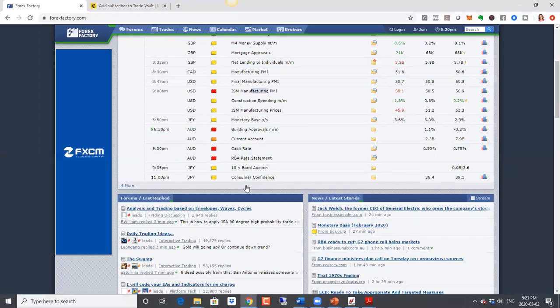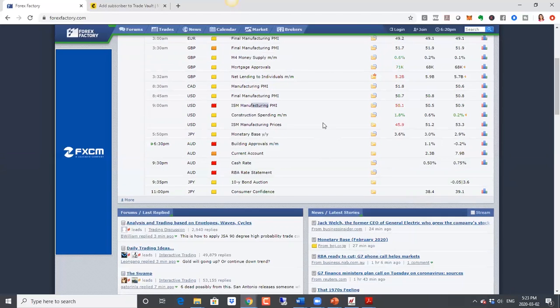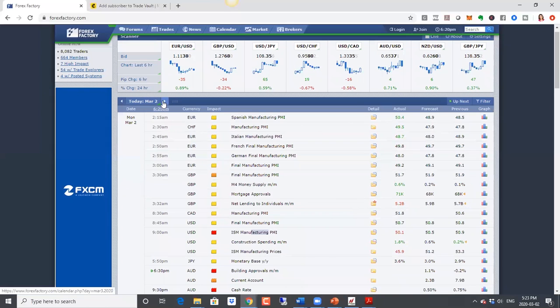We also have Japanese yen here, consumer confidence numbers for Japan. It is supposed to be a lower than previous number, but if it drops below this, that will be negative for Japanese yen as well.